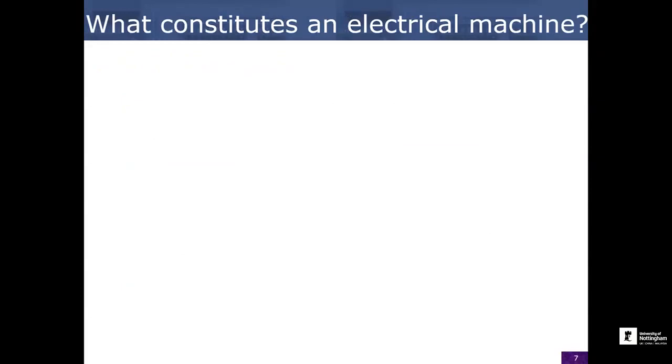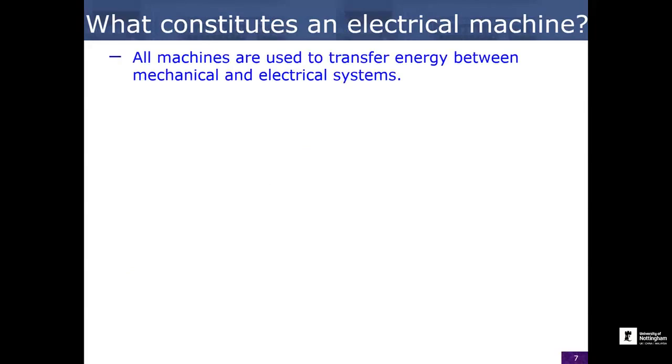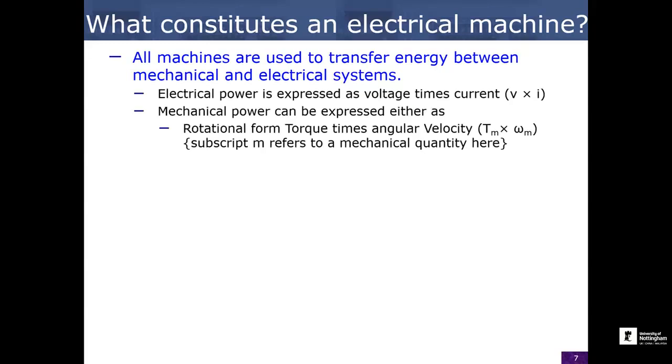So let's look at one or two of those questions now. Our first question is around what constitutes an electrical machine. Ultimately, it's about transfer of energy. All machines transfer energy between mechanical and electrical systems. As we can define from our early years, electrical power in its simplest form is voltage times current. So our voltage times our current tells us what our electrical power is.